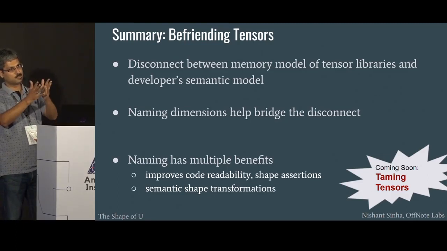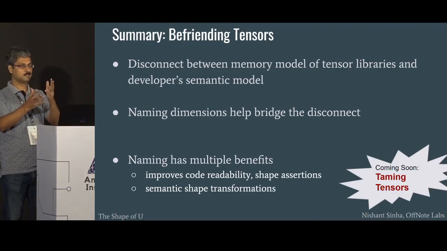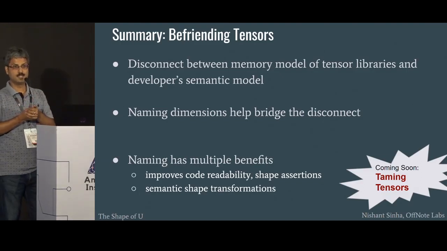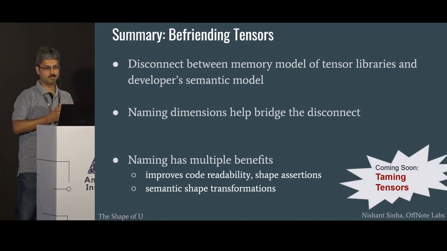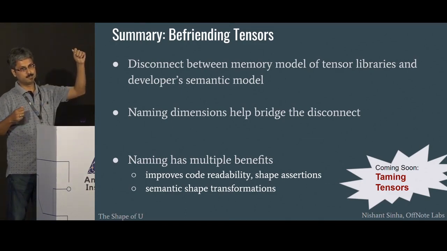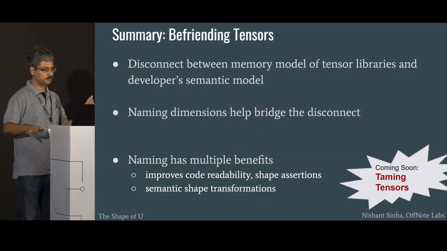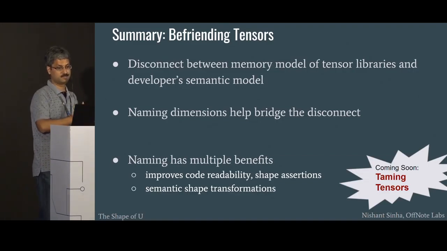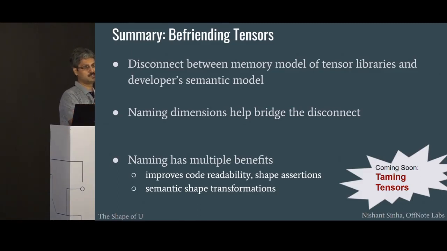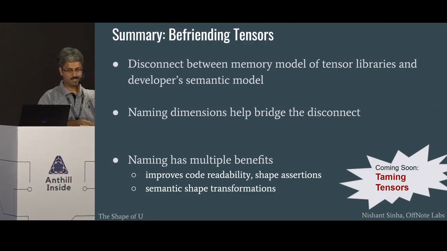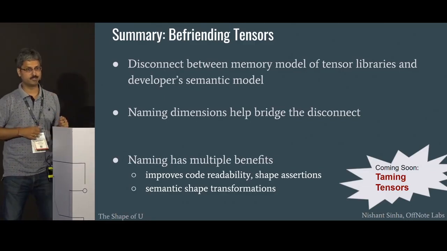I told you about what tensors look like, what the semantics are, what the problems are, what the flaws are. And these two libraries will help you befriend tensors, essentially bridging the disconnect between the low-level model that the current libraries have and your mental model. And naming has multiple benefits. We hope TensorFlow and NumPy in particular add these named dimensions internally, so everybody benefits. But until then, you have tsalib. And coming soon, you have taming tensors. It's not just befriending, we need to actually tame them.